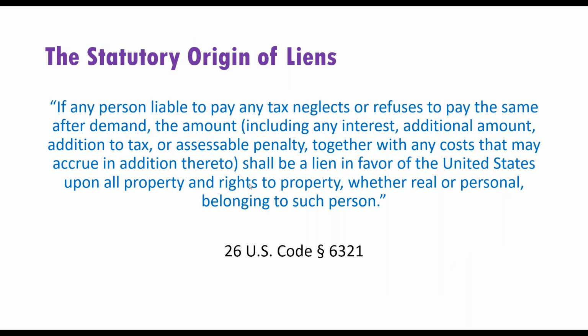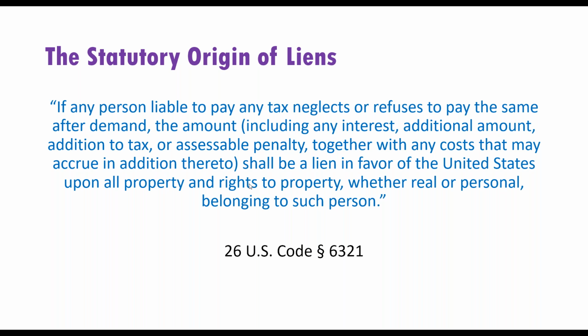Now let's talk about those tax liens. This is covered by Section 6321 of the Internal Revenue Code, which is under Title 26 of the U.S. Code, which states that if any person liable to pay any tax neglects or refuses to pay the same after demand, the amount, including any interest, additional amount, addition to tax, or assessable penalty, together with cost of collections, shall be a lien in favor of the United States upon all property and rights to property, whether real or personal, belonging to such person. So, if you owe the government money, they have a lien against everything you own, or everything you have a right to, okay?